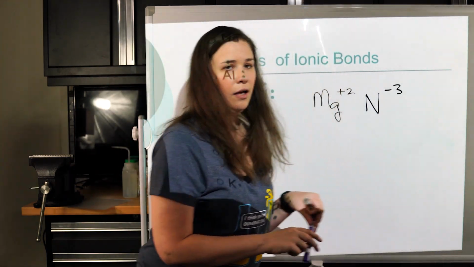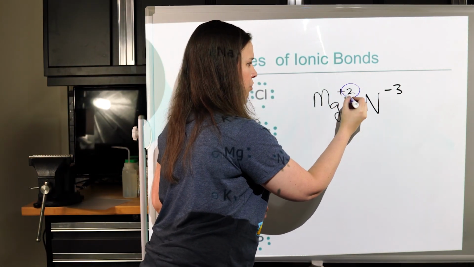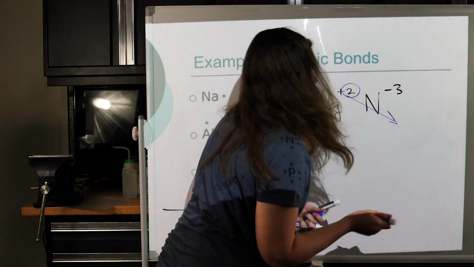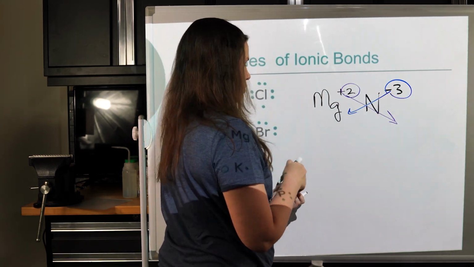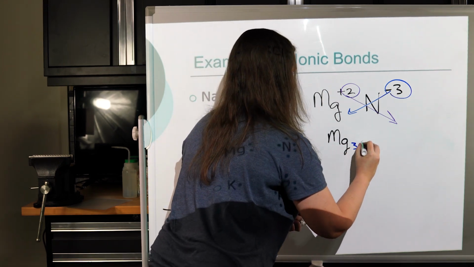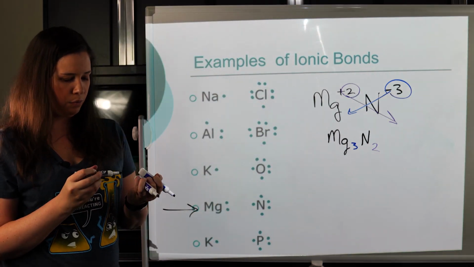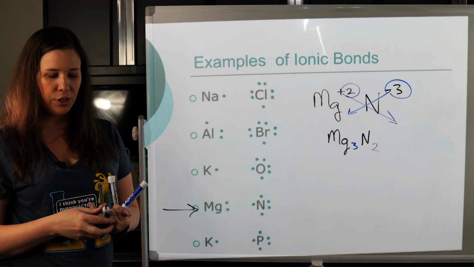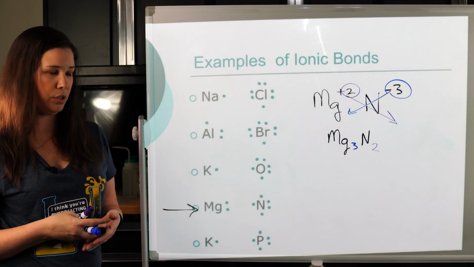Crisscross means exactly that. We're going to crisscross the atom. The number 2 becomes the subscript for nitrogen, and then the number 3 becomes the subscript for magnesium. So I'm going to write Mg3 and then N2. So that means that I would have 3 magnesiums and 2 nitrogens. Notice that I didn't bring the negative or positive signs down. I'm just bringing the numbers across in the crisscross.